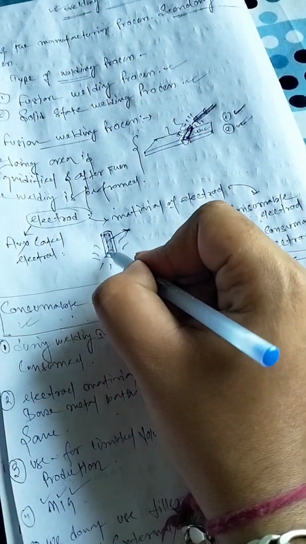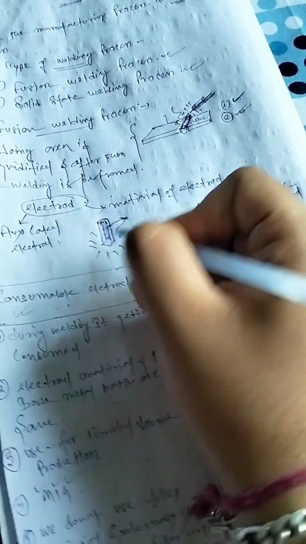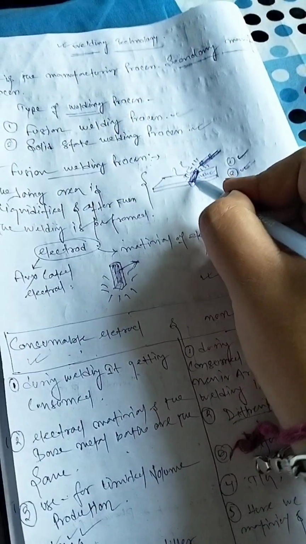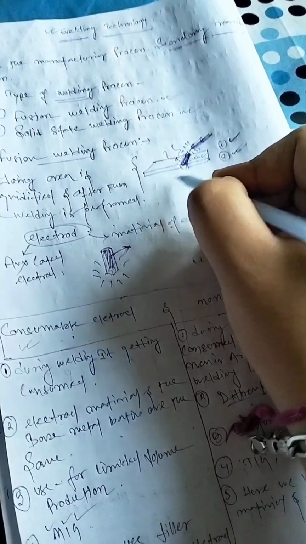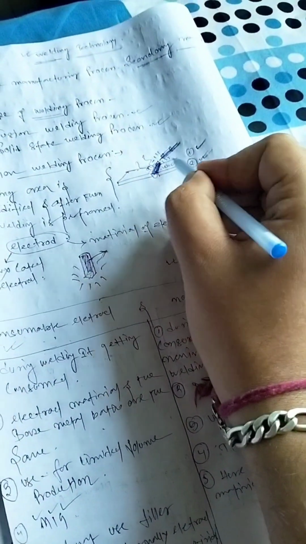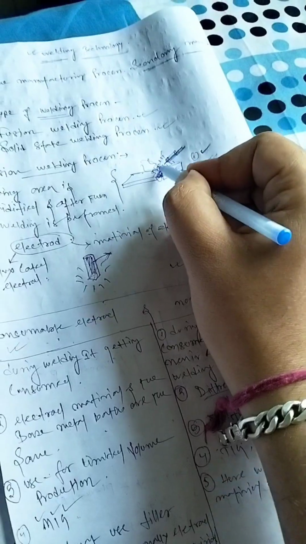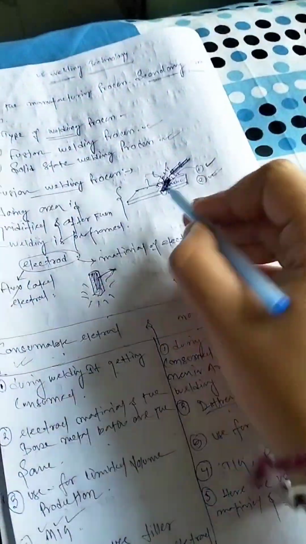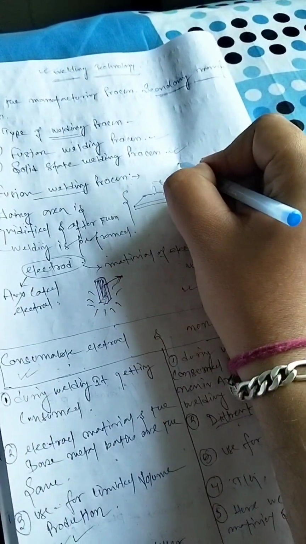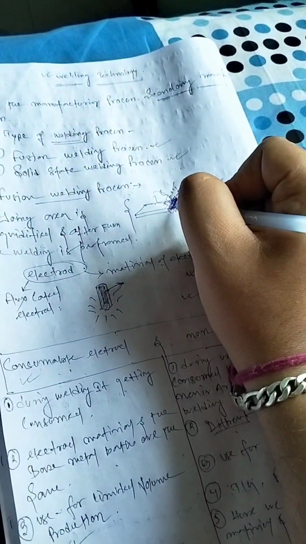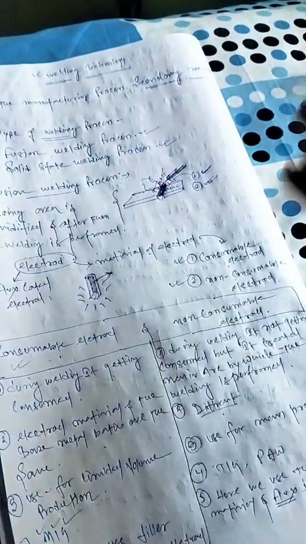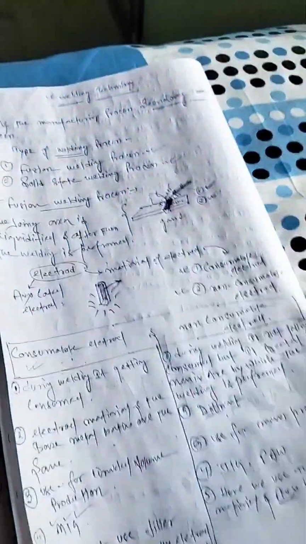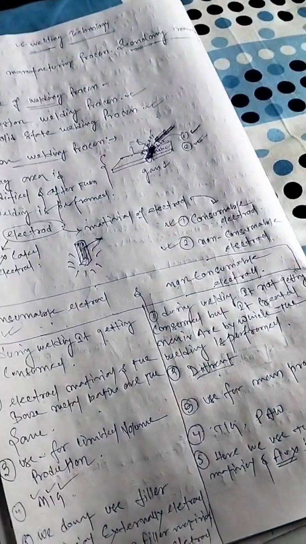And what does the flux do? It basically creates a slag in the weld metal pool. This is a weld metal pool, and this flux is deposited on the weld metal pool, and when this flux is deposited over here, it acts as a seal. It provides a seal so that atmospheric gases do not contaminate the weld metal pool, and because of that the defects, like gaseous defects, are less. So this is the main purpose of the flux.